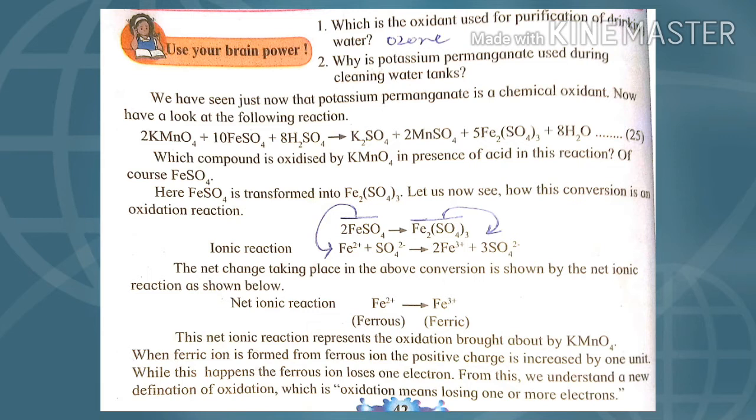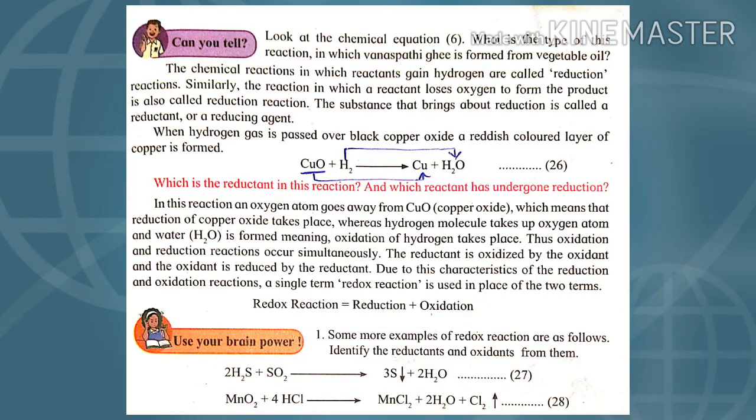That is, ferrous converts into ferric. Here, the ferric ion is formed from the ferrous ion. The positive charge is increased by 1 unit. Thus, oxidation means losing one or more electrons. On the other hand, a chemical reaction in which a reactant gains hydrogen is called a reduction reaction. Similarly, the reaction in which a reactant loses oxygen to form a product is also called a reduction reaction.